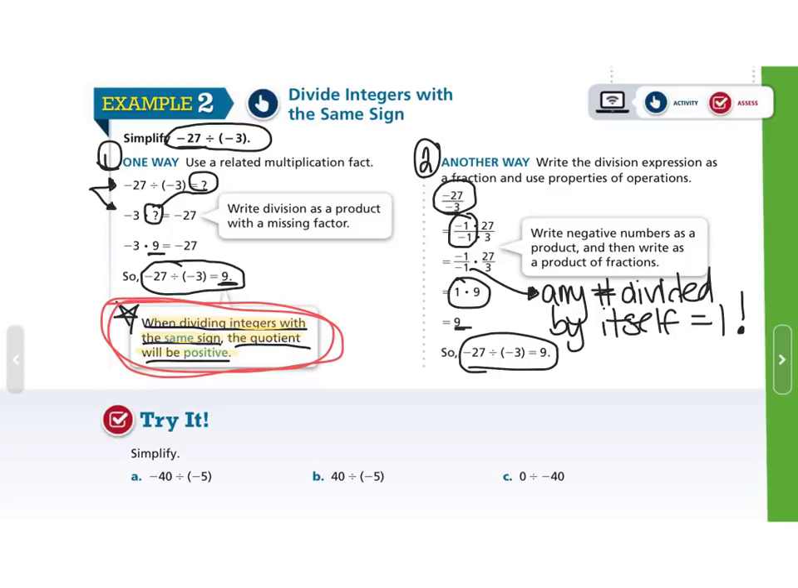And again, if the sign is the same on both integers, like you see here, a negative 27 and a negative 3, it will produce a positive answer. Now complete the try-its and come back and check your answers. Notice that for try-it part C, 0 divided by anything is 0. It doesn't matter if you're dividing it by a positive or a negative integer.